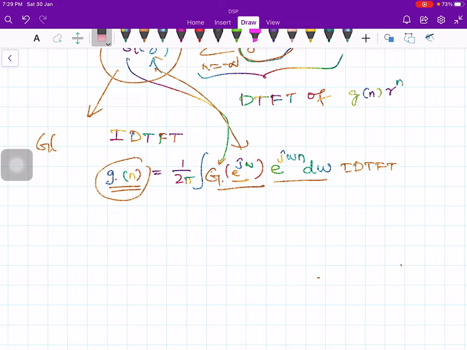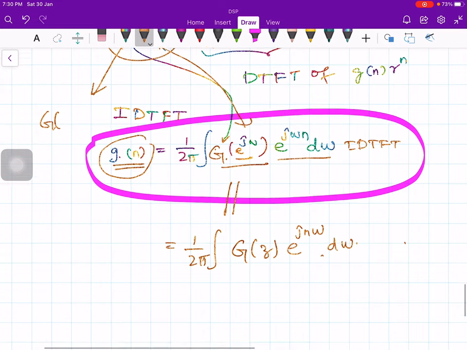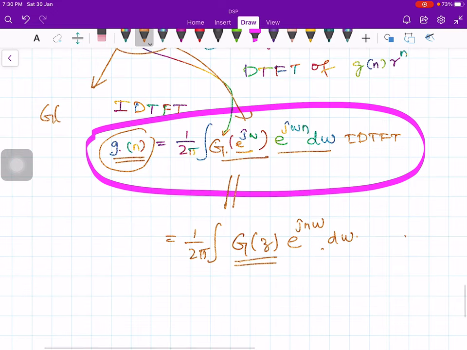See, this is the inverse z transform. This equation is inverse discrete time Fourier transform. Now what I'm trying to say here is I would like to find the inverse z transform. So it's a parallel relationship. Therefore 1 by 2 pi integral of, instead of g of e to the j omega, I need to write g of z e to the j n omega d omega. Since I wrote g of z, the left hand side equivalent time domain is g of n times r to the minus n.